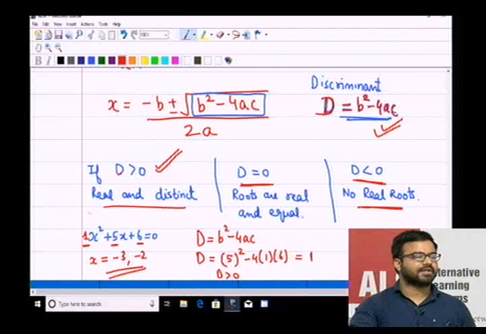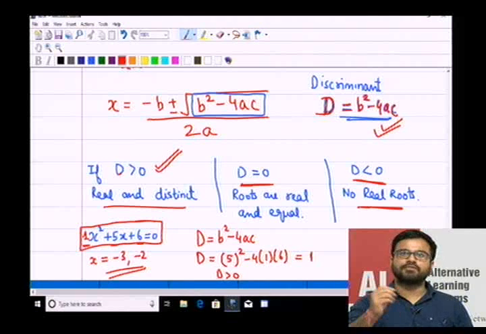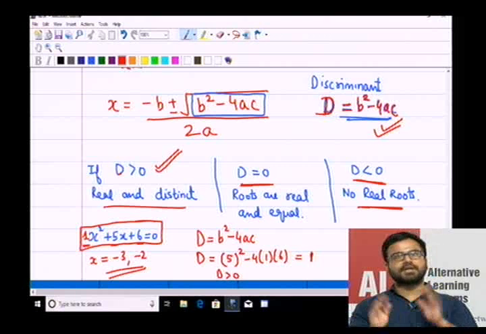Like I have taken the quadratic equation x square plus 5x plus 6 equal to 0. So without solving the equation, first I will calculate the discriminant, which is D, given by B square minus 4AC. B is the coefficient of x, C is the constant term, and A is the leading coefficient, which is 1. If I put all these values in B square minus 4AC, I will get 1. So you can say that D is greater than 0, since it is 1.